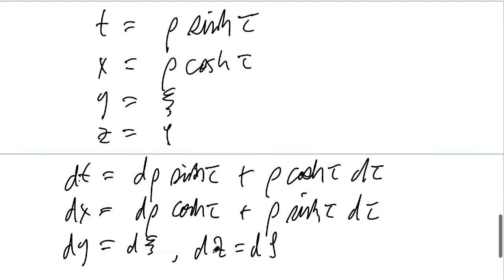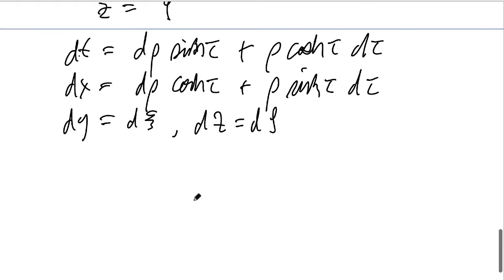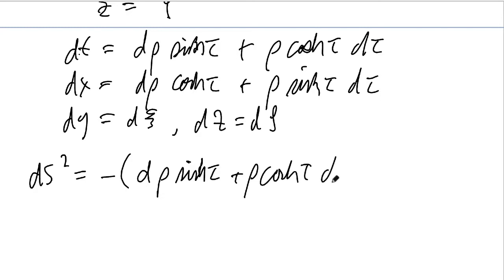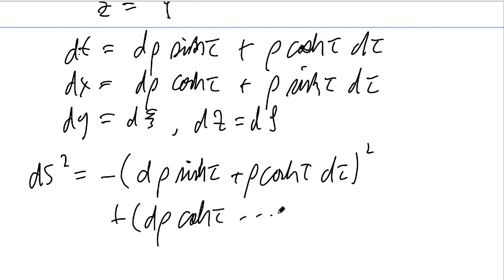And now we plug that into the line element in Minkowski coordinates. So we have minus dt squared. That would be minus (d rho sinh tau plus rho cosh tau d tau) squared plus dx squared. I won't write all of this out. Plus dy squared is d xi squared, plus dz squared is d zeta squared.